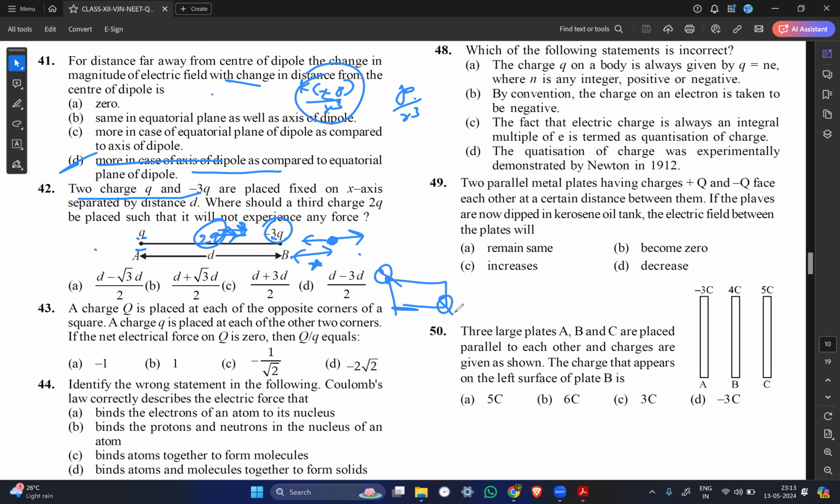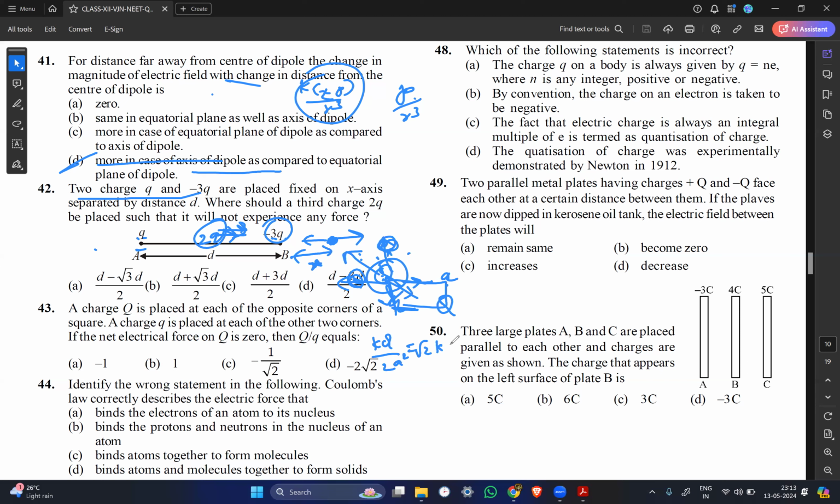A charge Q is kept at each of the other two corners. If the net force on Q is 0, then it is Q by q. Due to this, there is repulsion, and due to this also repulsion. If this is the case, it will not be 0, so it has to attract. This also has to attract. The net force on this side should be equal to this, so it should be kq by root 2a square, equal to the force due to this and this, which will be root 2 F.